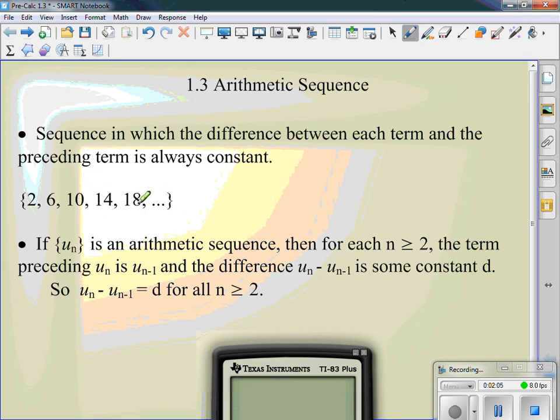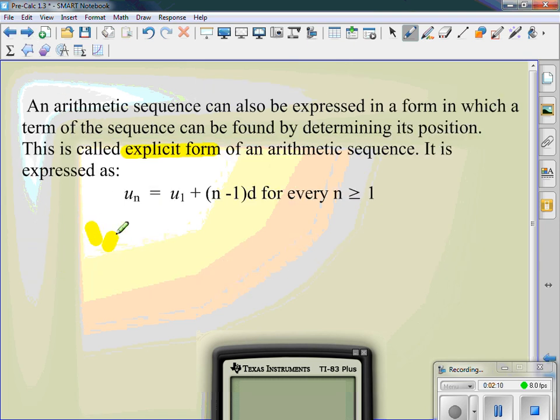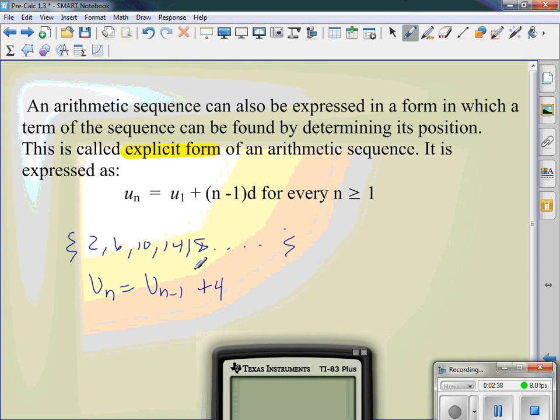Now I'm going to flip back for a second. Here's our sequence, right? I have 2, 6, 10, 14, 18, and so on. Let's write this recursively. Recursively is what we did. This one would be u sub n equals u sub n minus 1 plus 4. Because what's happening every single time? I'm adding 4.